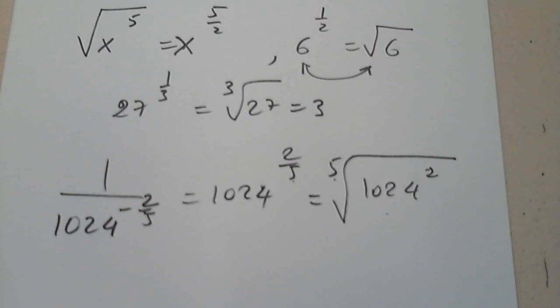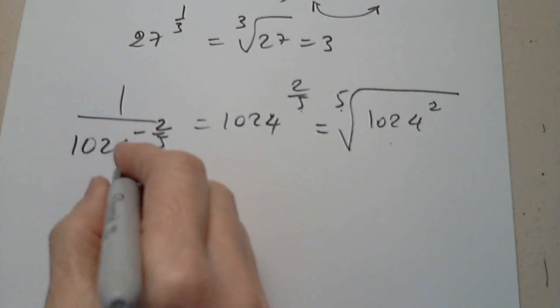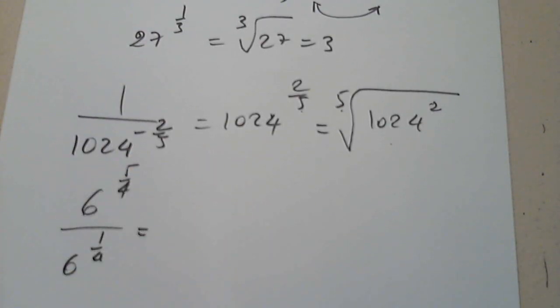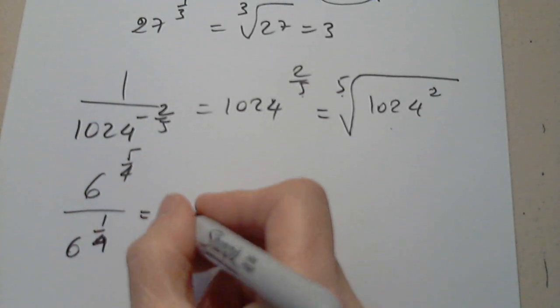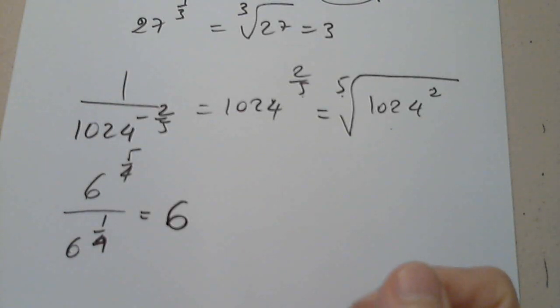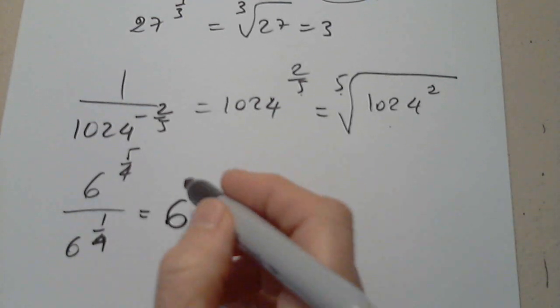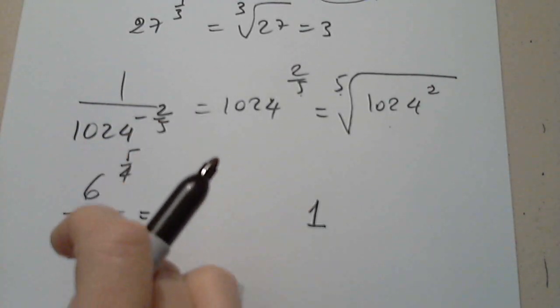Okay, moving on. Here, some of you forgot to copy the base. So the rule is 6 to 5 fourths over 6 to 1 fourth. You must remember what I say all the time. I know I sound like a broken record. You have to copy the base and subtract the exponents. 5 over 4 minus 1 over 4 is 4 over 4, which is 1. But you cannot write 1. Many of you wrote 1. But they are not the same.